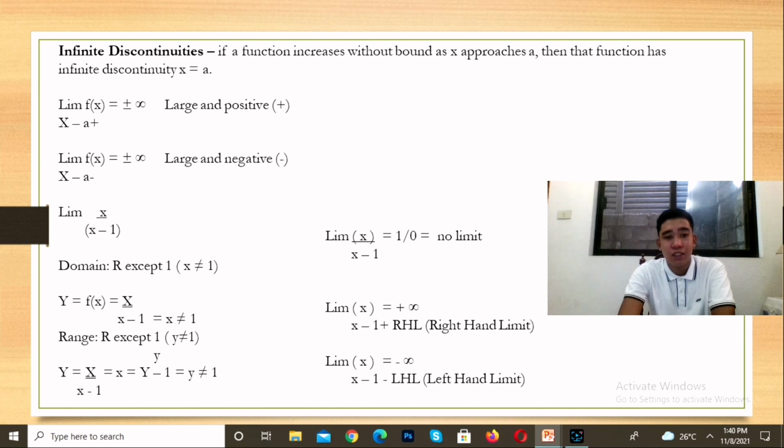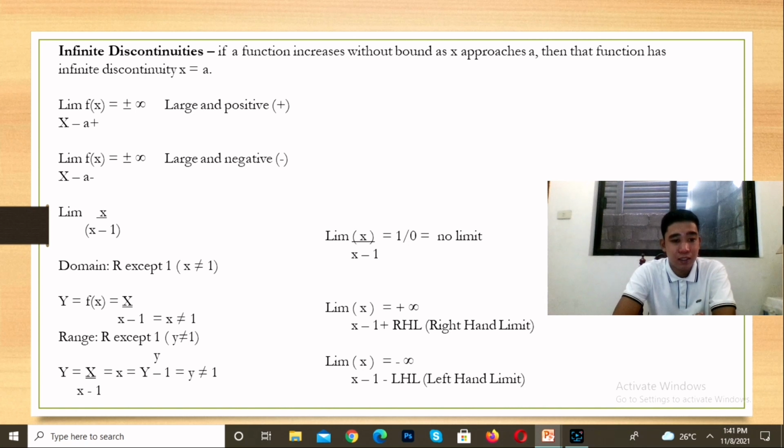Infinite discontinuities. If a function increases without bound as x approaches a, then that function has an infinite discontinuity at x equals a. When it is large and positive, the limit of f of x equals positive infinity as x approaches a from the positive side. When it is large and negative, the limit of f of x equals negative infinity as x approaches a from the negative side.